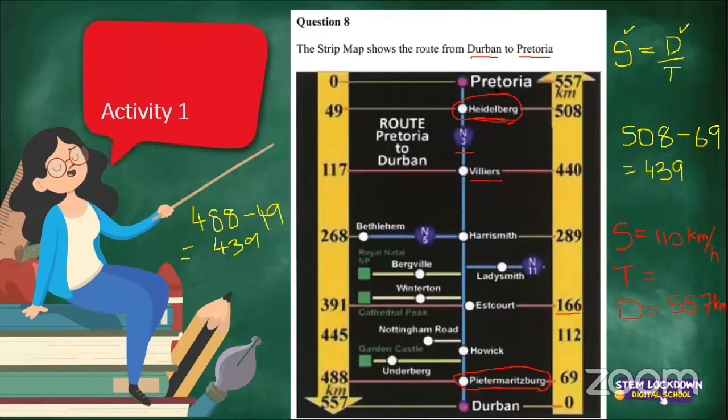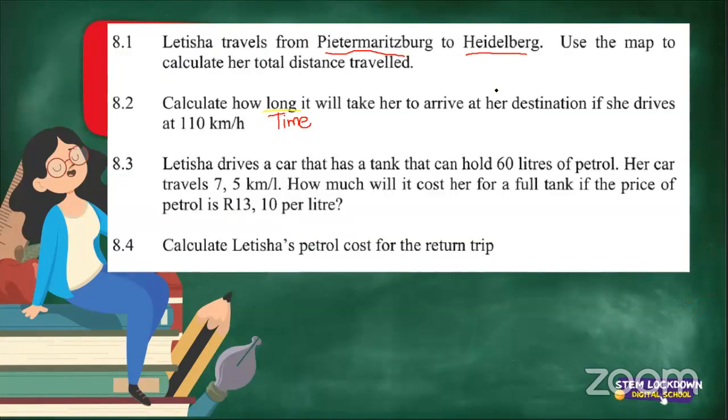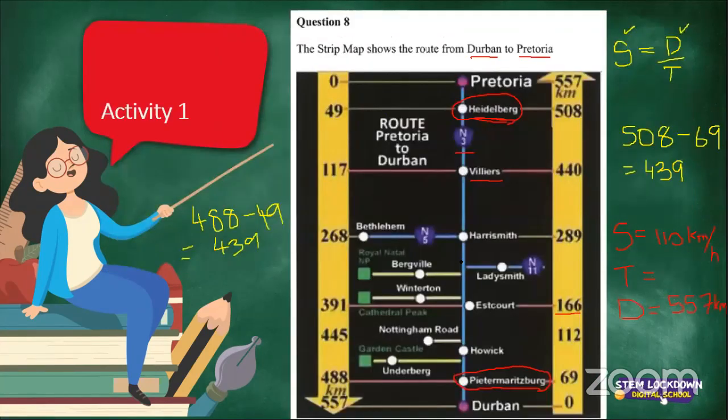Okay, wait. Let's go back a bit. I might have just made a mistake. My bad. Here it's actually from Pietermaritzburg to Heidelberg. She's traveling from Pietermaritzburg to Heidelberg. So let's go back and fix that. This is a distance. This one is from Pretoria to, so this is a distance. Travel 439, at a speed of 110 kilometers. So start again and just give me the answer.